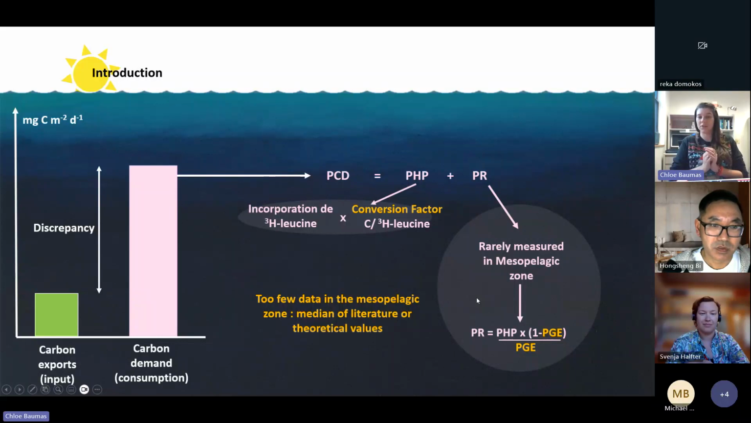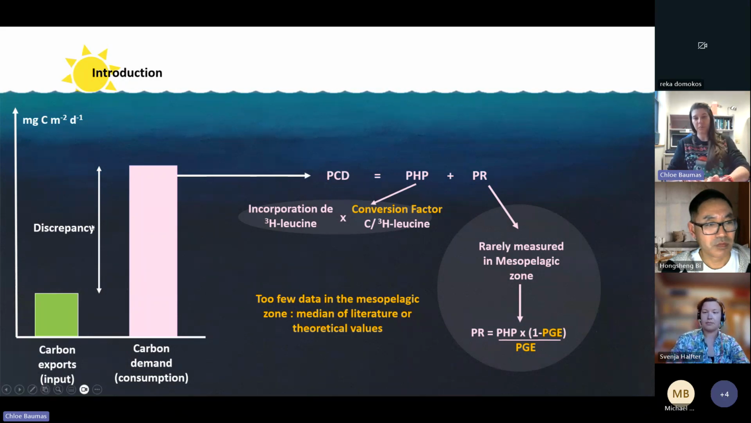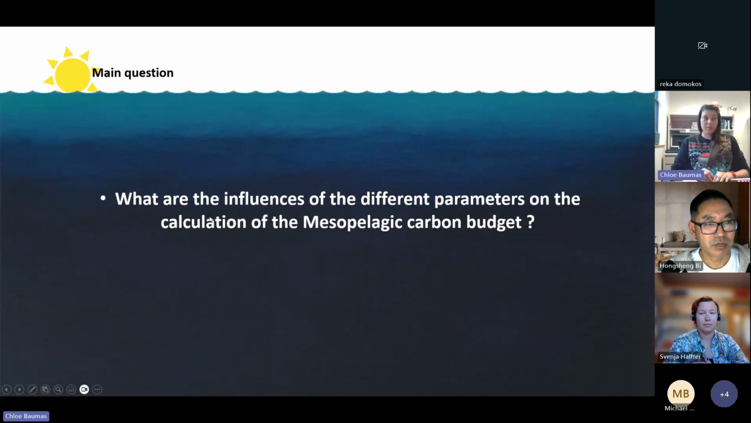And without much data on the conversion factor and PGE, and even less in the mesopelagic zone, we often take median or theoretical values that don't necessarily match the zone of the study, the depth or season, and we often, if not always, neglect the influence that these parameters can have on the extent of the discrepancy we have here. The main question of this paper was, what are the influences of the different parameters involved in the calculation of carbon budget, and how can we improve that?